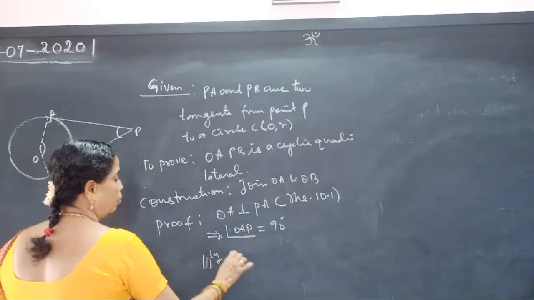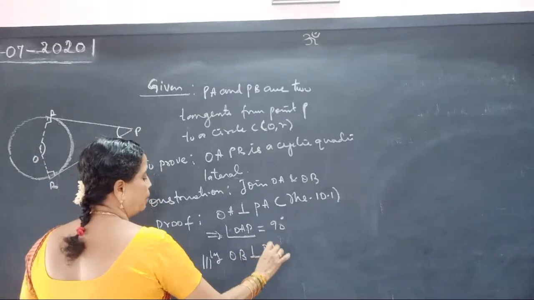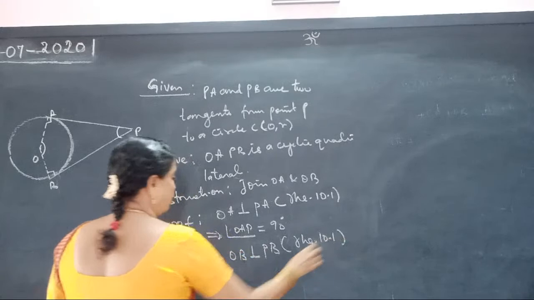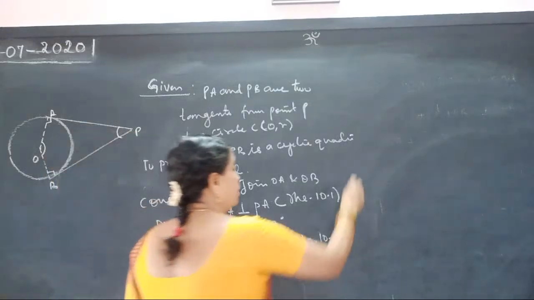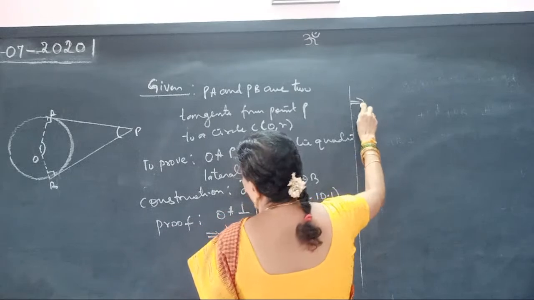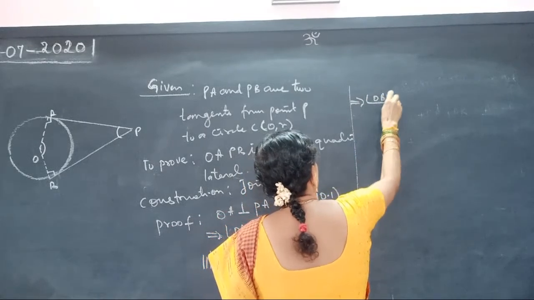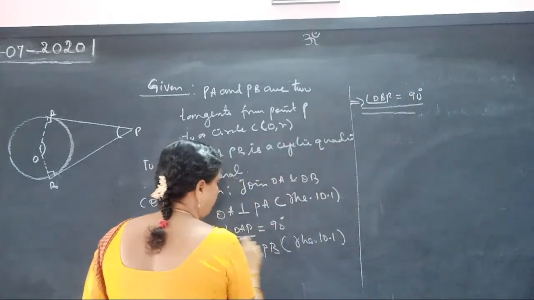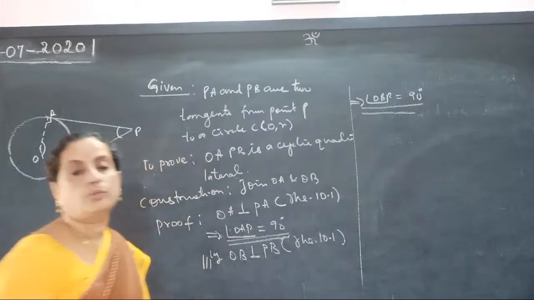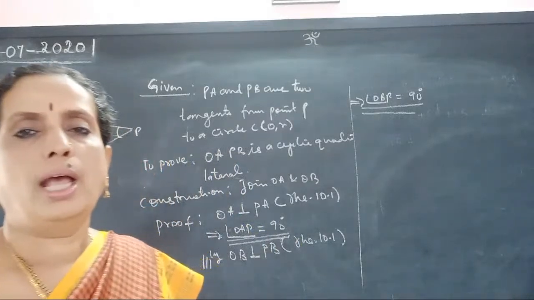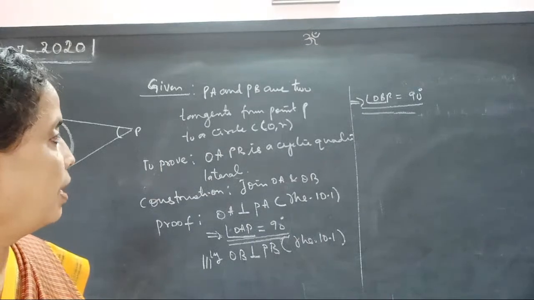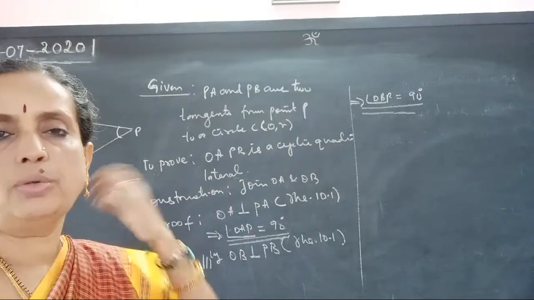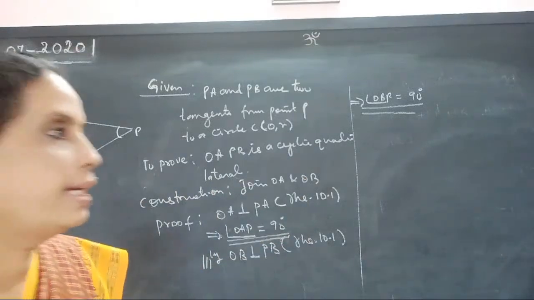Similarly, OB is perpendicular to PB. Reason: theorem 10.1, which implies angle OBP is also 90 degrees. Underline this using pencil. Then we know that the sum of the four angles of a quadrilateral is 360. Subtracting the sum of these two, 90 plus 90, you will get the other pair also 180 degrees.